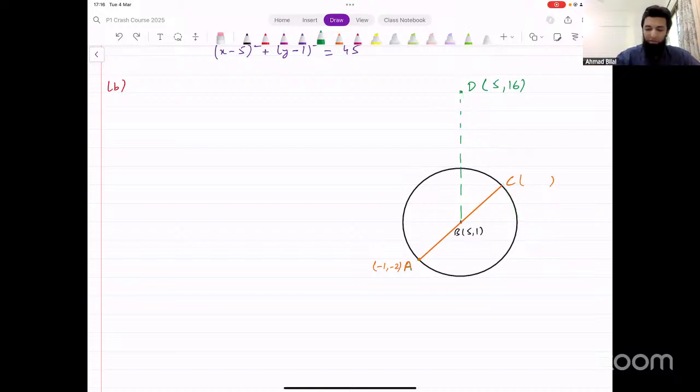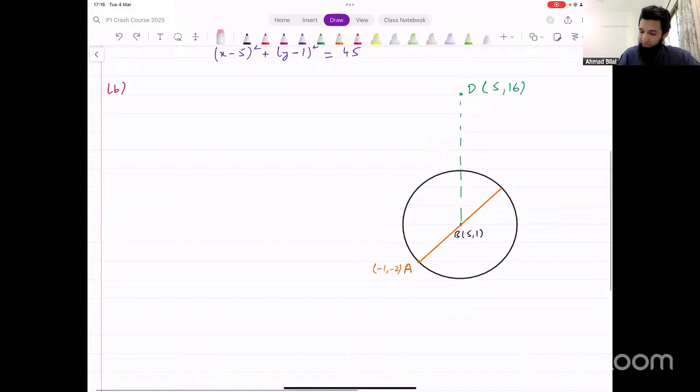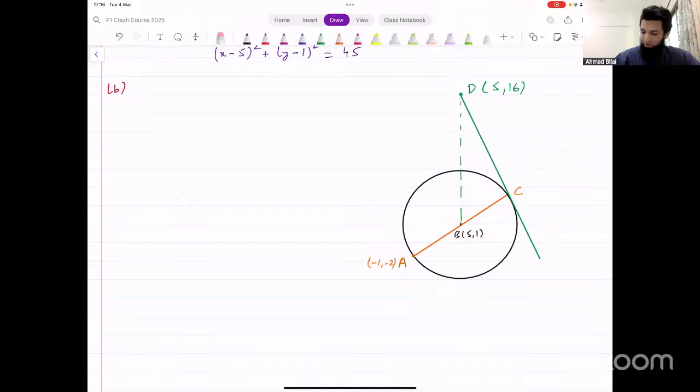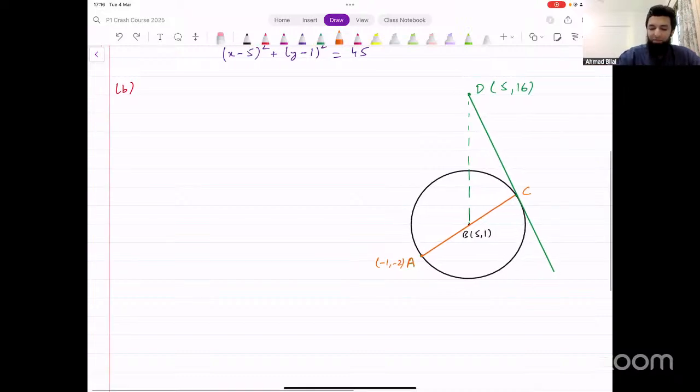Now let me change this slightly so that it looks a bit more accurate. Let's take A here, and then this here. Let's say this is the point C, and now that might look like a tangent. Yeah, so roughly that makes sense now. DC. This is the line that we have. How do we show that this is a tangent? We have to show that this angle is 90 degrees. How do we show that these two lines are perpendicular?